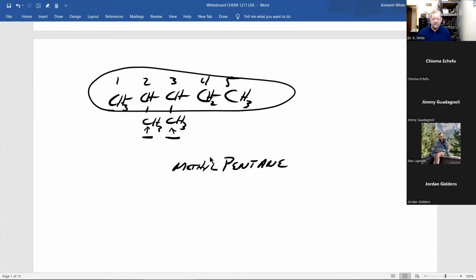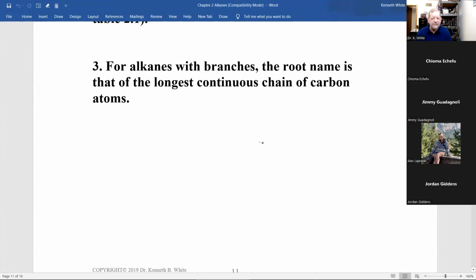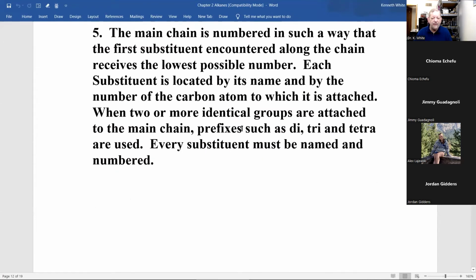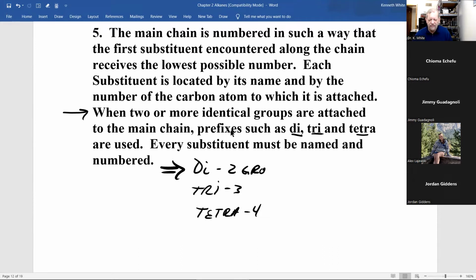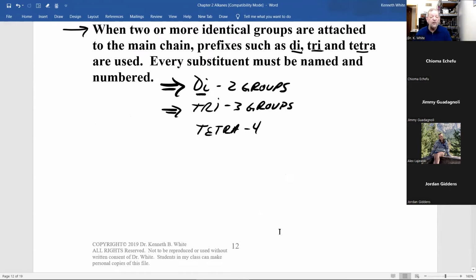So how do we show that? Right here. When 2 or more identical groups are attached to the main chain, prefixes di, tri, and tetra are used. I don't have a slide for it, so di is 2 groups, tri is 3 groups, and tetra, which I've never used, but I put it down just for the fun of it, is 4 groups. But di you should know is 2 groups. Tri is 3 groups, and those you should know. Now we have 2 methyl groups, so which one do we use? Di. So this is dimethyl.